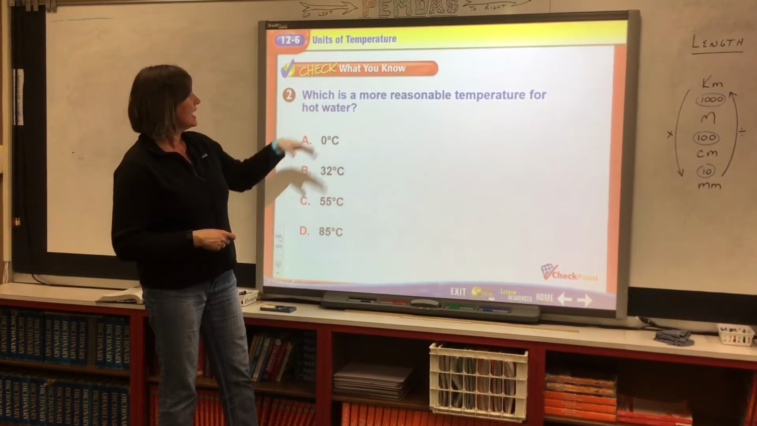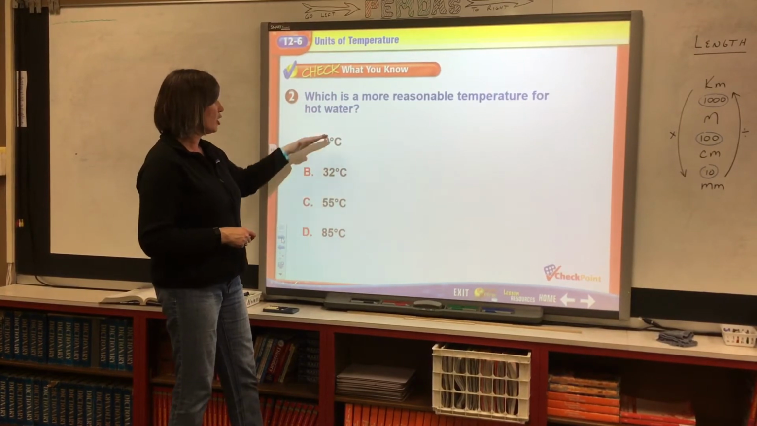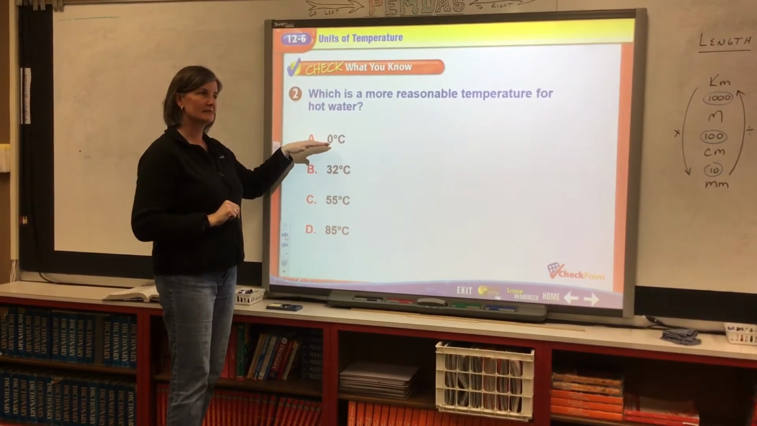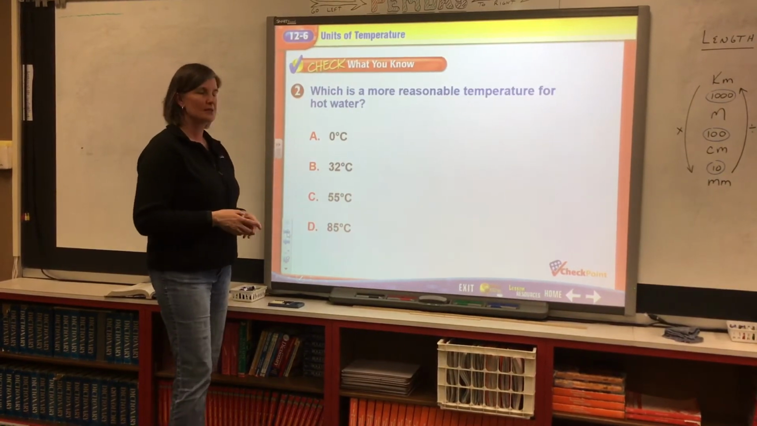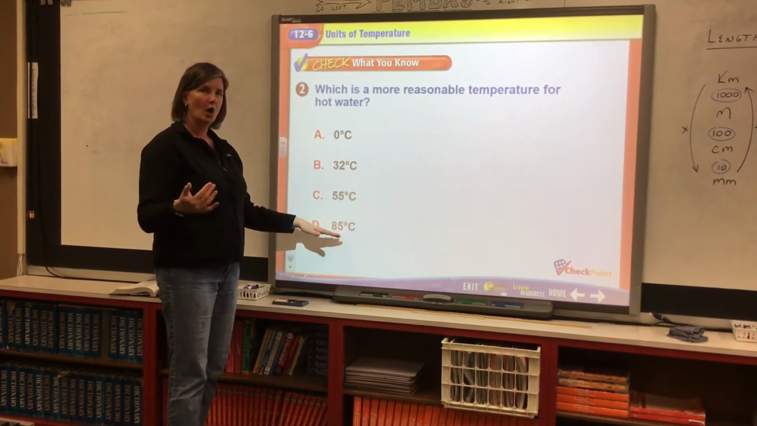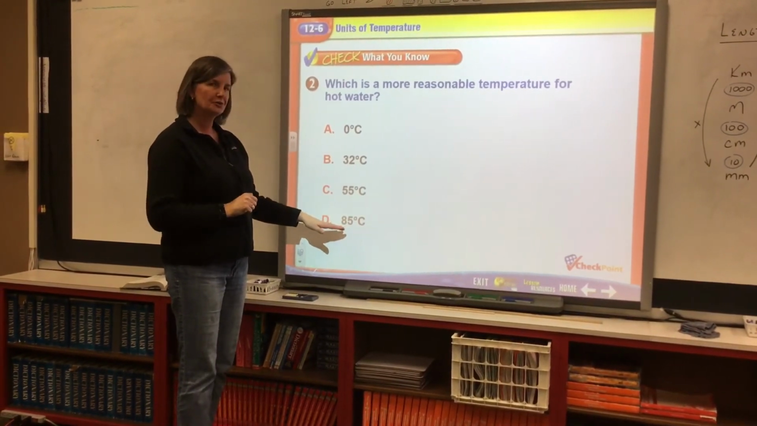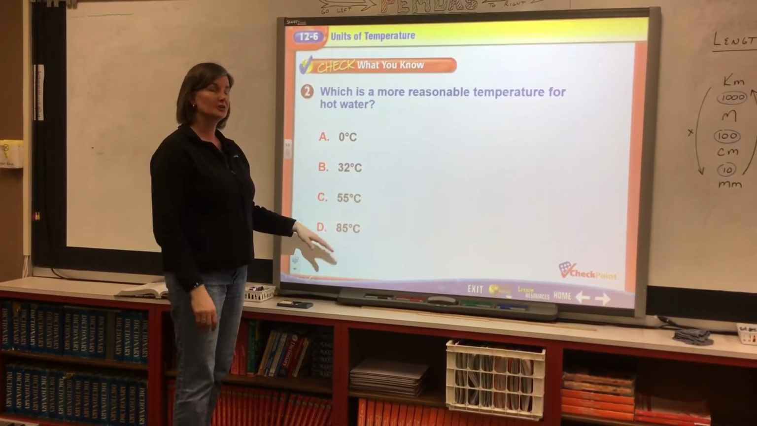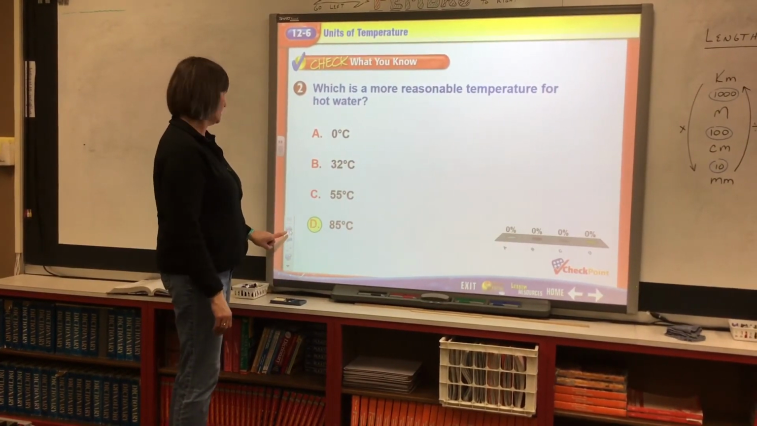All right, so now we're going to do water temperature. Which one of these, all right, they're all in Celsius. Remember we said 0 degrees, what happens at 0 degrees Celsius? Water freezes. So is that going to be hot water? No. So which one of these would be the most reasonable temperature for hot water? 85. All right, again, we said in that last temperature that 100 degrees Celsius is when water does what? Boils. Water boils at 100 degrees. So if we want hot water, 85 degrees Celsius would be a good, reasonable temperature.